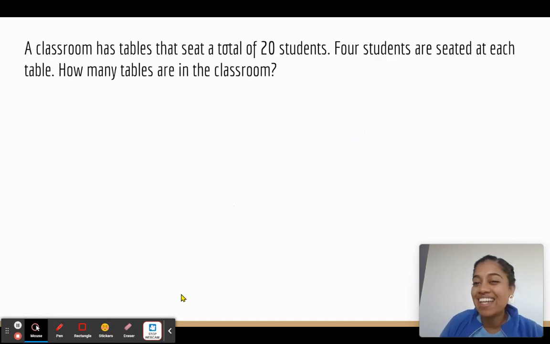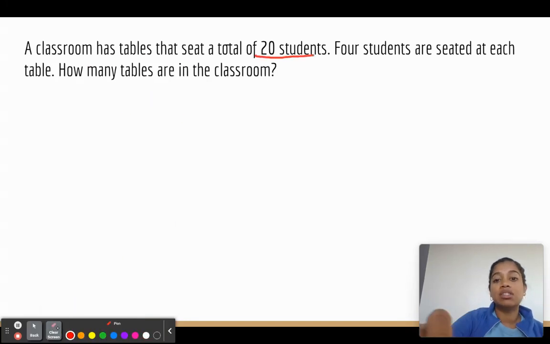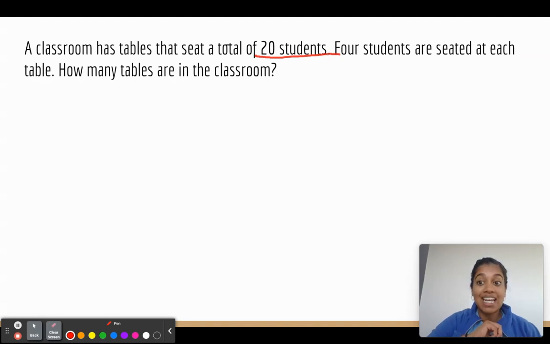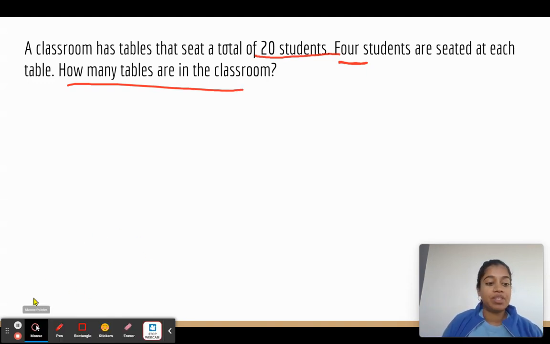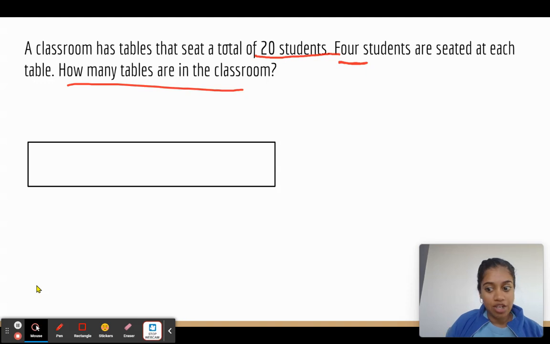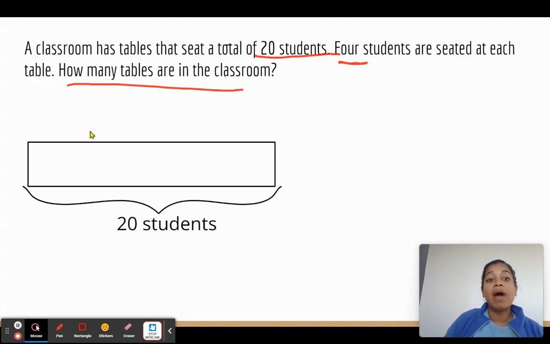All right, now let's go ahead and take a look at this word problem. A classroom has tables that seat a total of 20 students. 4 students are seated at each table. How many tables are in the classroom? Okay, so let's represent this with a strip diagram. So here is my strip diagram. Now, in my strip diagram, the total is 20 students.